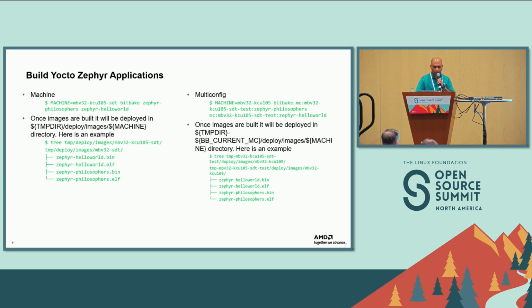In the case of multi-config, it uses the bitbake current multi-config followed by the deploy directory and the machine. Basically, we can't use a single temp directory to build machine target images and multi-config target images. That's the reason we need to have a separate temp directory for the multi-config builds.